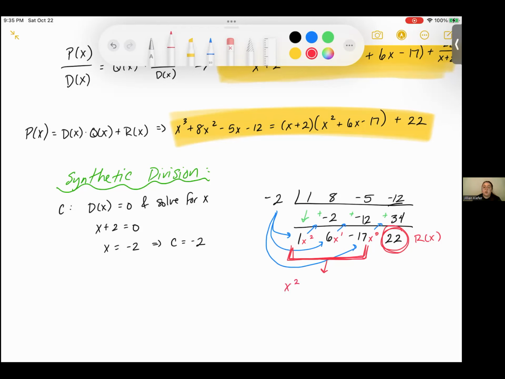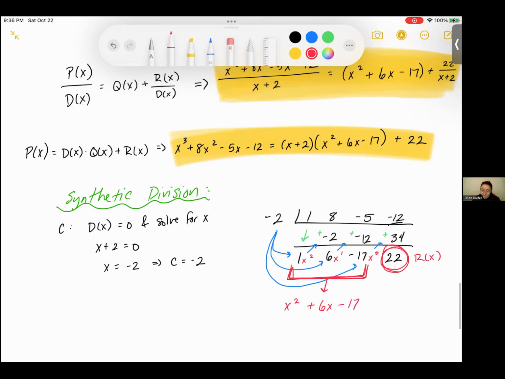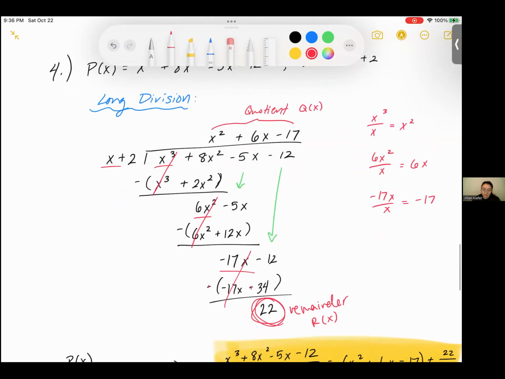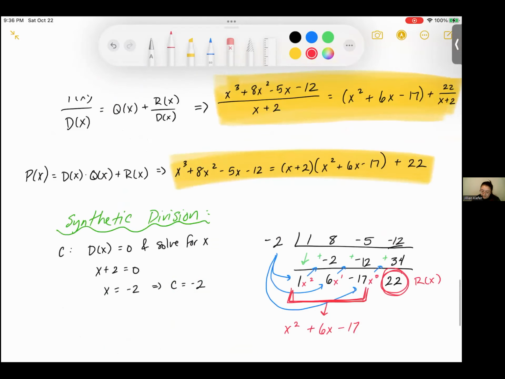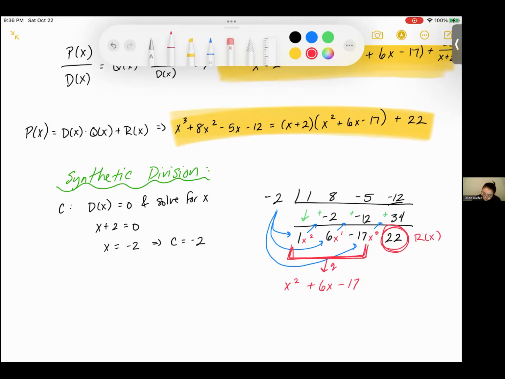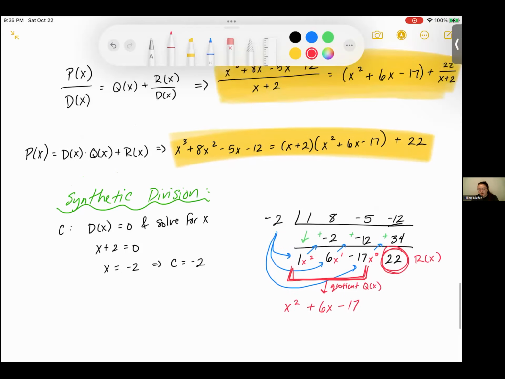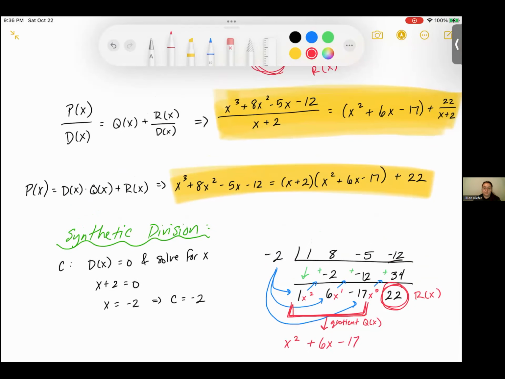And then once again, you're going to follow the signs for any addition or subtractions. So since 6 is positive, it would be plus 6x. And since 17 is negative, it would be minus 17, which is what we said the quotient was all the way up here. So this was our quotient q of x. And then you would write your answer in one of the forms of the division algorithm.